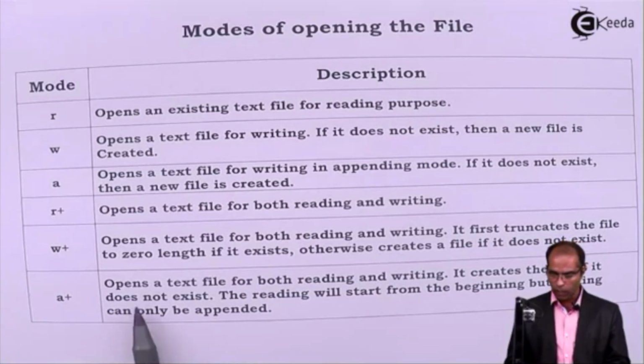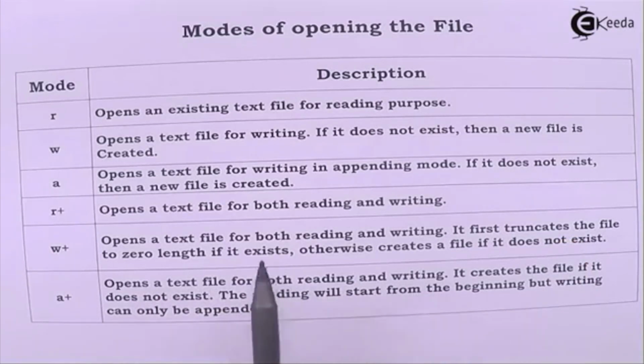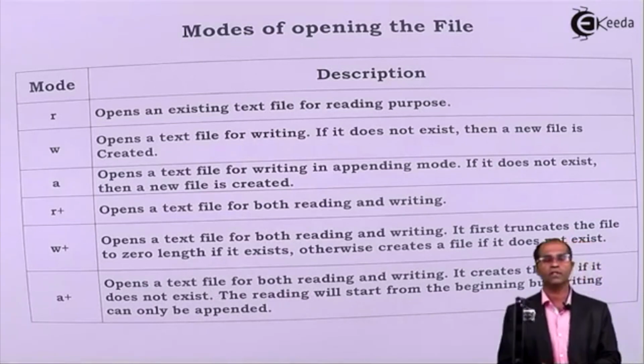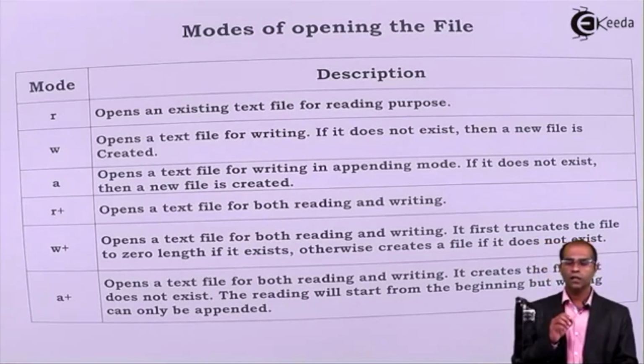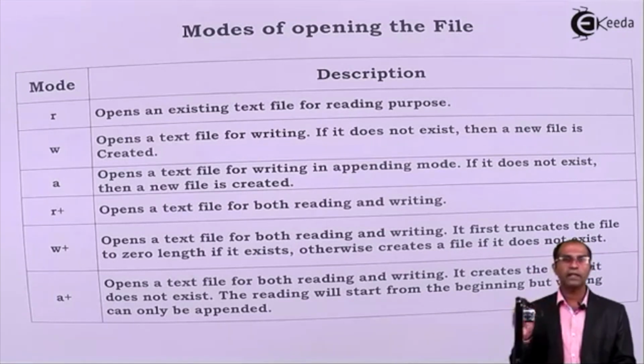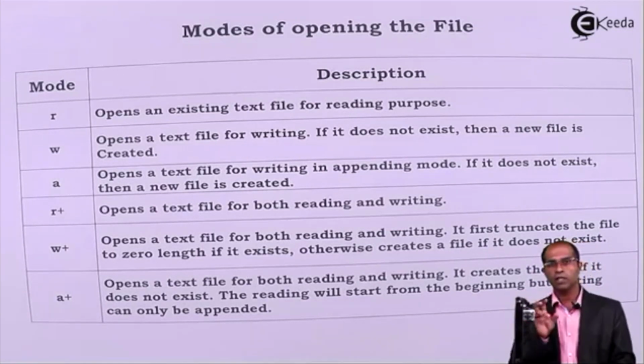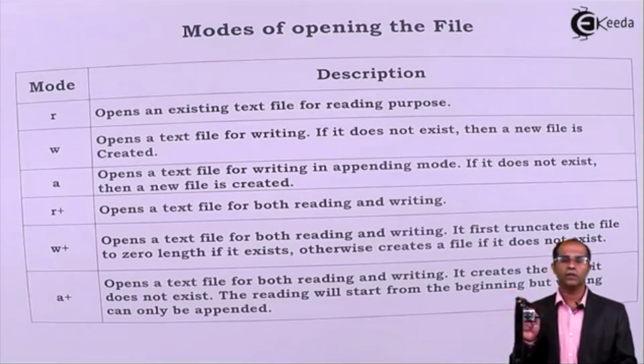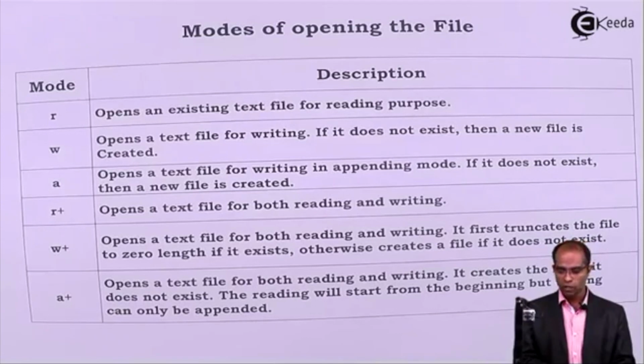So A plus opens the file for both reading and writing. All of R plus, W plus and A plus open the file for reading and writing. But whether it will truncate the file to 0 length, keep the contents as they are, or append the contents to the file depends upon the particular mode. So these are the various modes of opening a file.